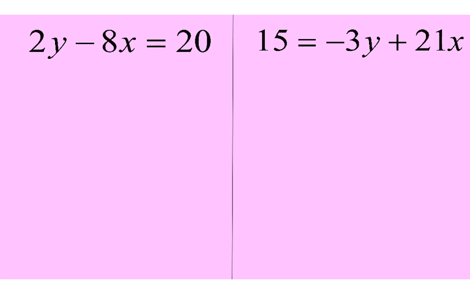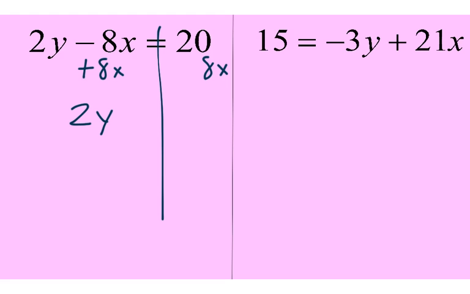Here are two equations that are in standard form and not slope-intercept, that you're going to convert. I want to do the first one with you because it's a little more complicated. Then I want you to try the second one by yourself. So, 2y minus 8x equals 20. I know that I have to move the 8x to the other side, so I'm going to add 8x to both sides. Now I have 2y equals 8x plus 20.